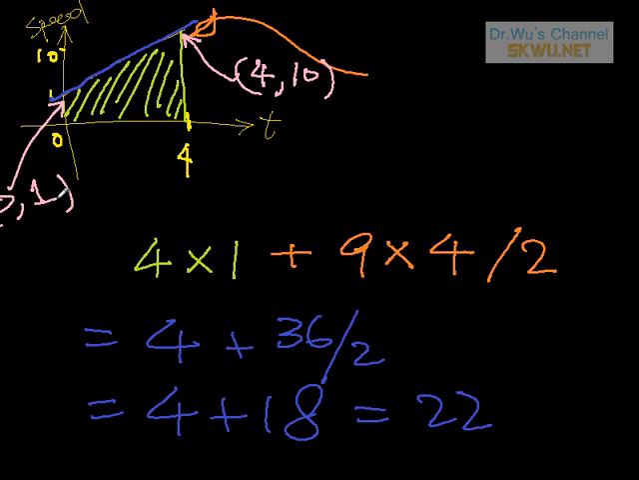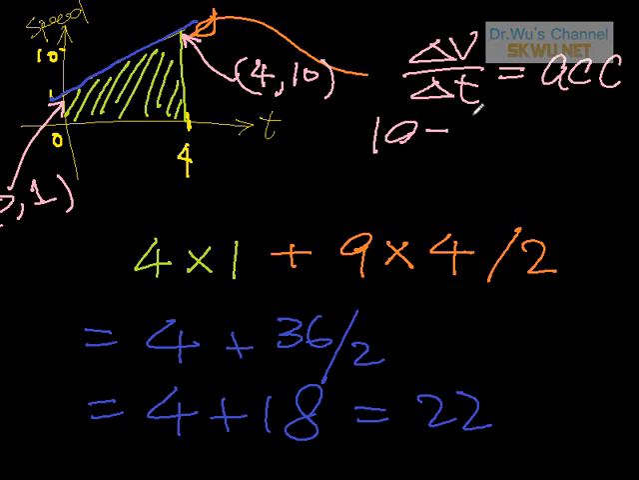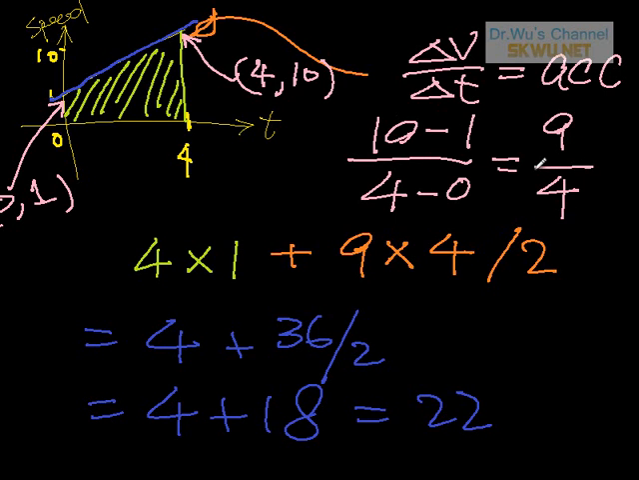So when we calculate the acceleration, we can use delta V over delta T, which is the acceleration. Delta V is 10 minus 1, which is 9, divided by 4 minus 0. So that would be equal to 9 over 4. So the acceleration is very straightforward, and that is the answer, 9 over 4.